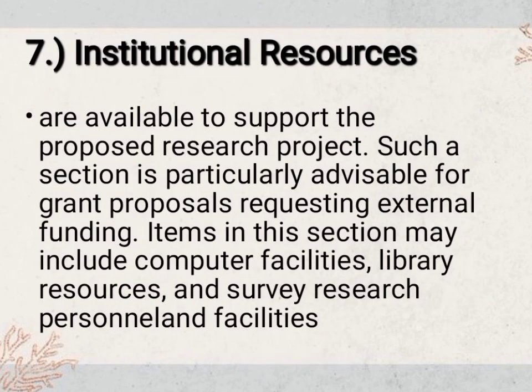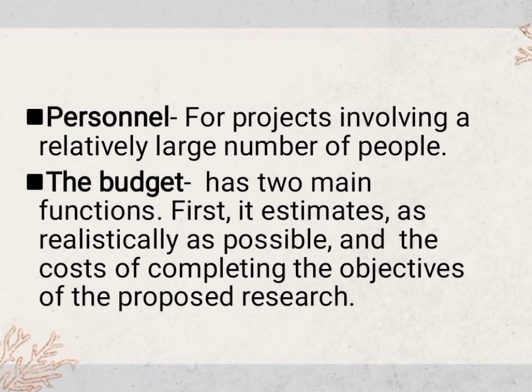7. Institutional resources available to support the proposed research project. Such a section is particularly advisable for grant proposals requesting external funding. Items in this section may include computer facilities, library resources, and survey research personnel and facilities. Personnel. A section describing personnel to be employed in the study, for projects involving a relatively large number of people. The budget has two main functions.